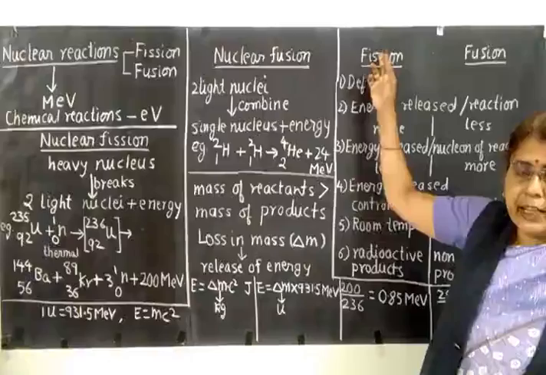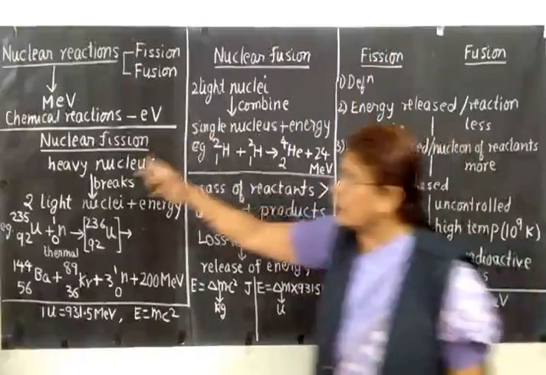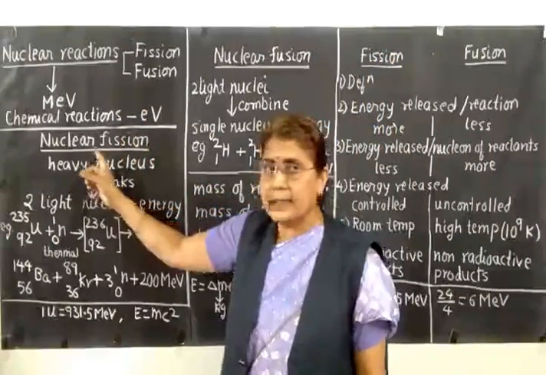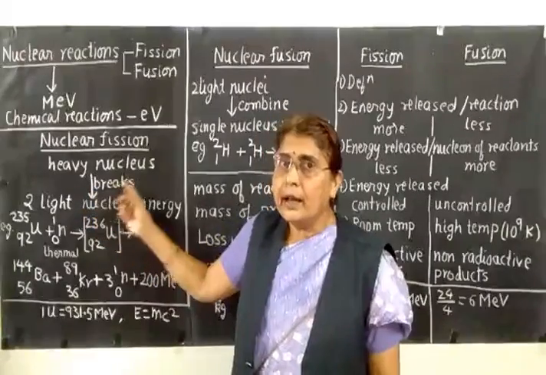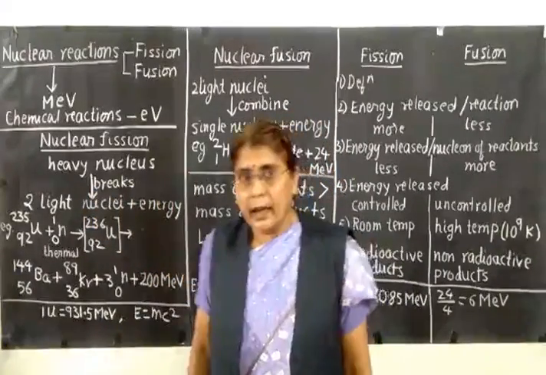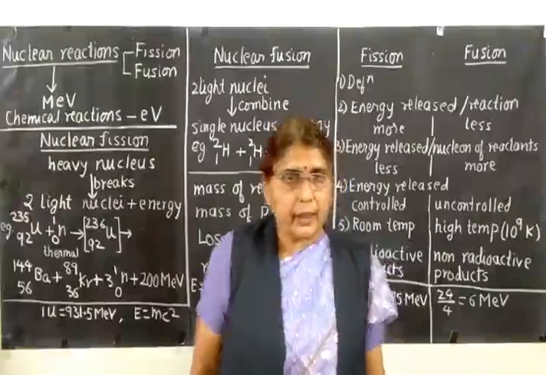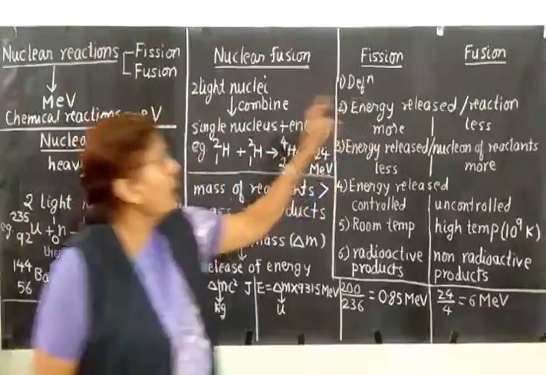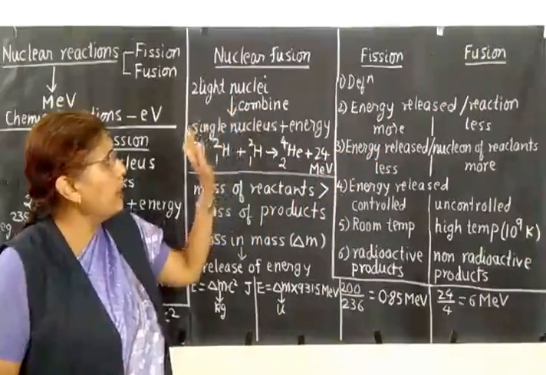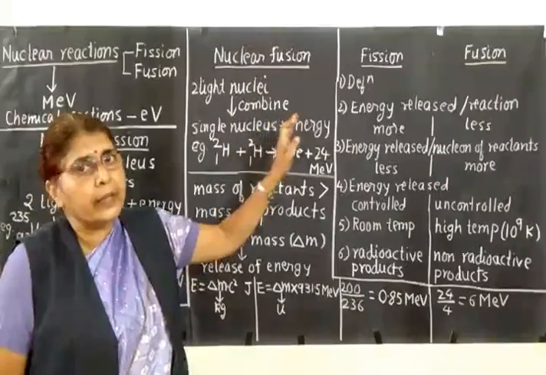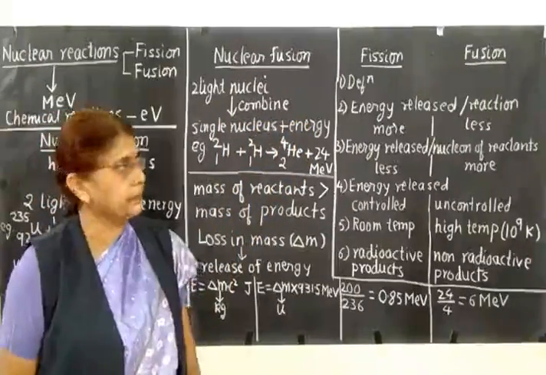So what is the definition of fission? That is, a heavy nucleus breaks into two light nuclei together with a large amount of energy. And what is the definition of fusion? Two light nuclei combine to form a single nucleus together with the release of energy.